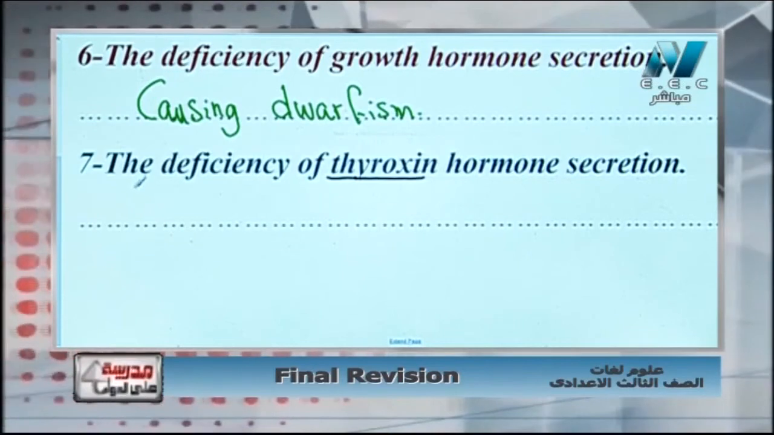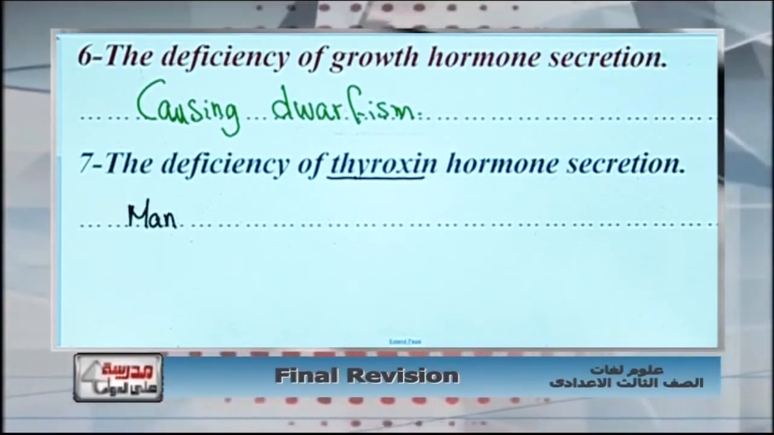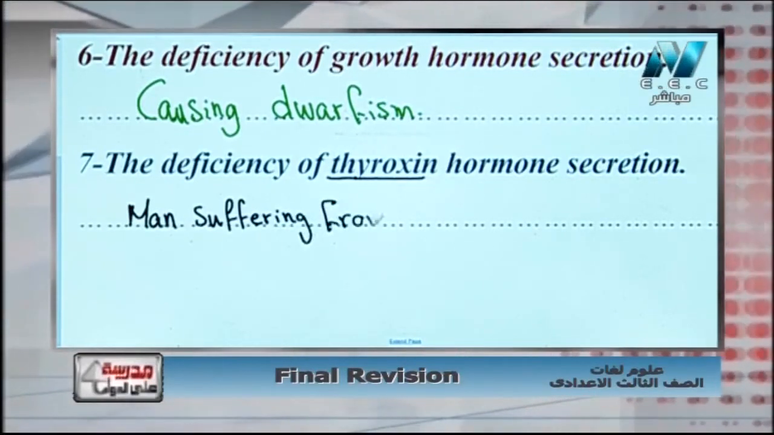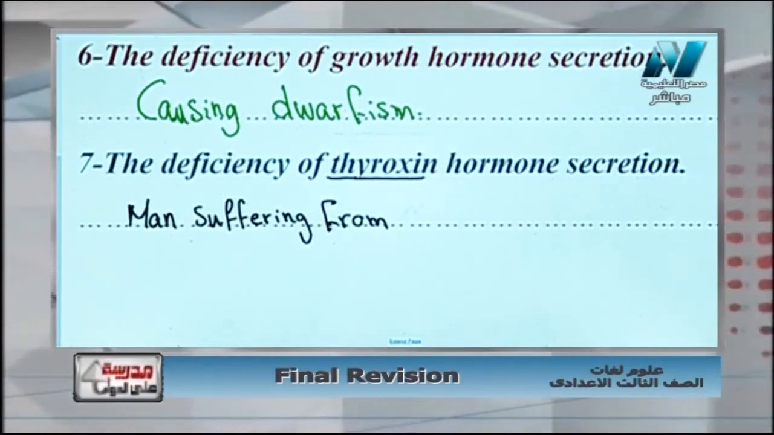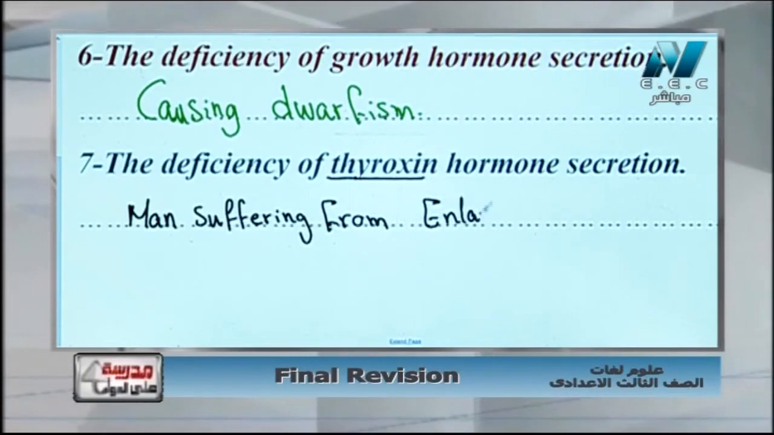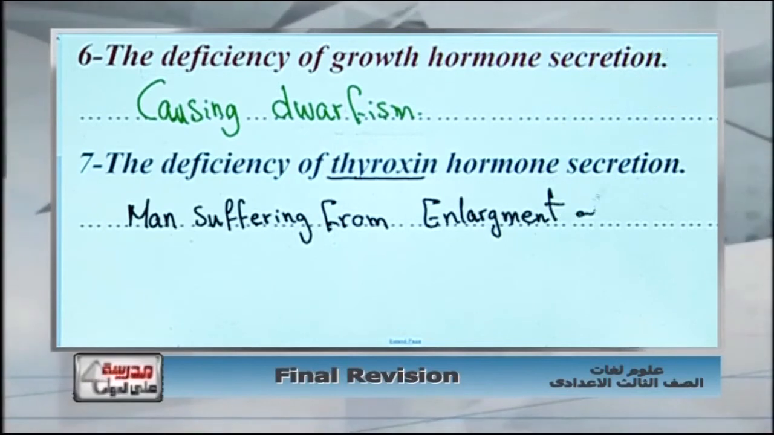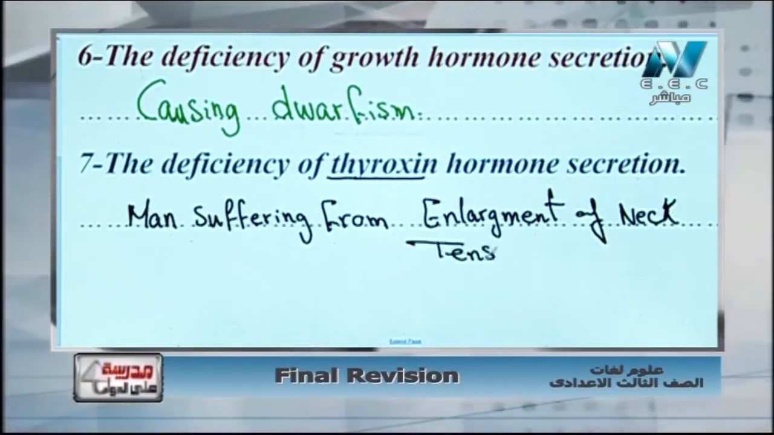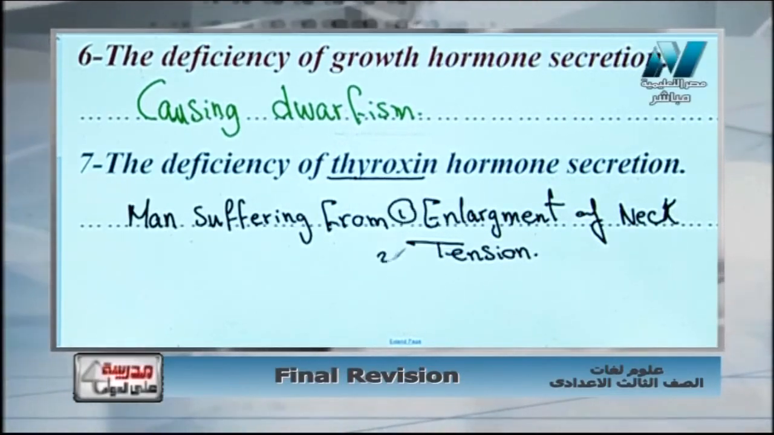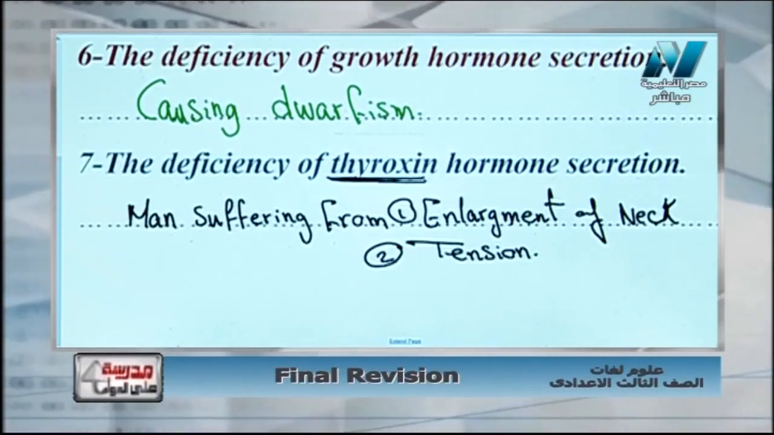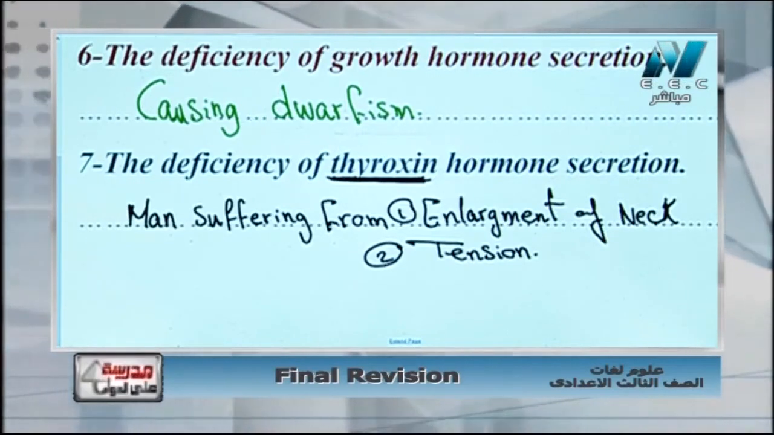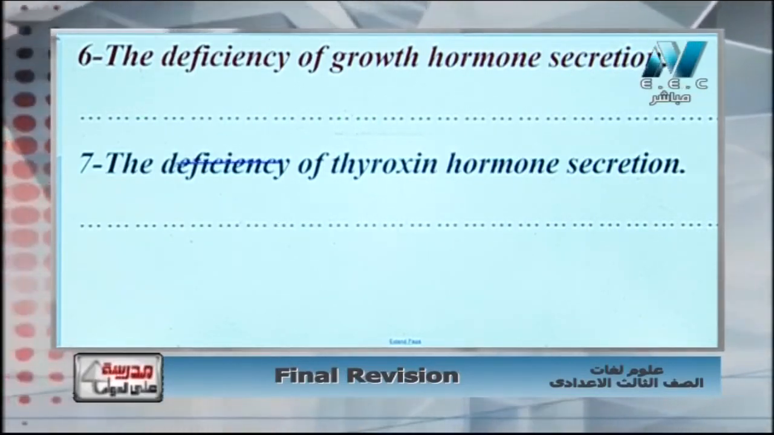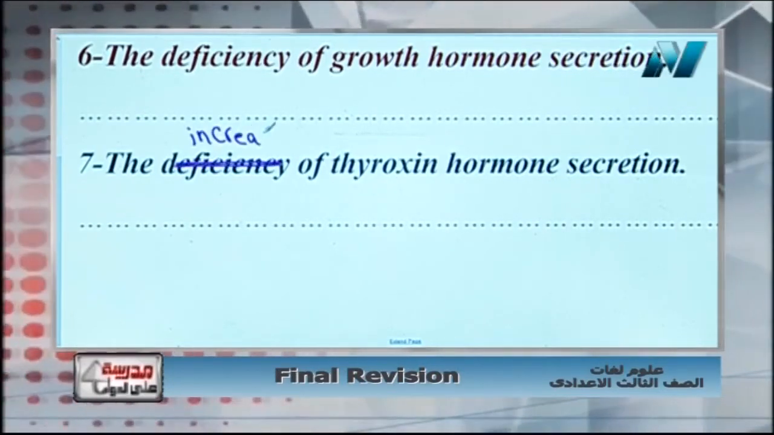يبقى deficiency what happens؟ أقول له man طبعا هنا man which means human إنسان suffering يعاني from number one enlarge of neck تضخم في الرقبة and tension ويبقى عصبي. يبقى here we have two symptoms أو أعراض لل decreasing of thyroxine hormone. طب if we have the opposite يعني deficiency بدل deficiency of growth hormone we can يعني نكتبها بطريقة تانية instead of deficiency أخليها increase أو increasing of thyroxine hormone.